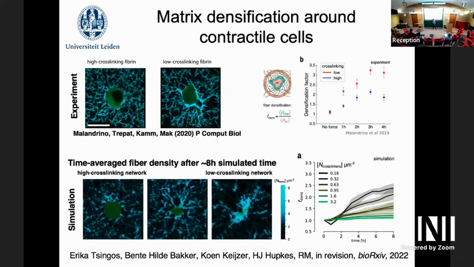And indeed, if you have fewer crosslinkers, the cell also accumulates this matrix around it. That is understandable, because if you don't have any connections to the surrounding fibers, then you can just pull the fibers towards the cell, and the rest will stay. So part of this effect is due to the network not being fully percolated.